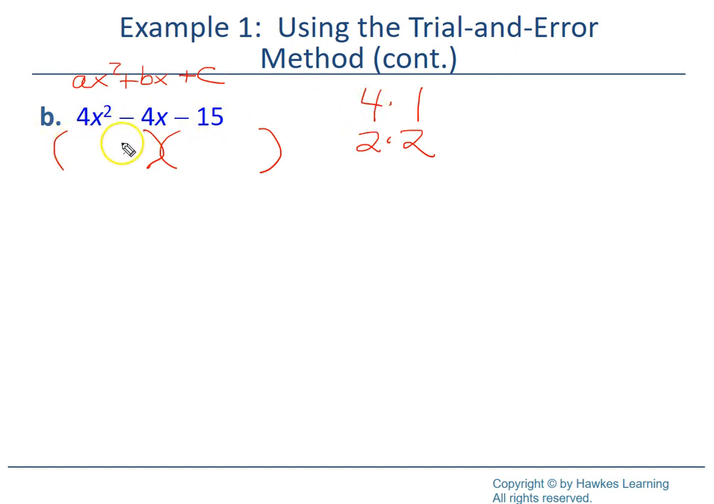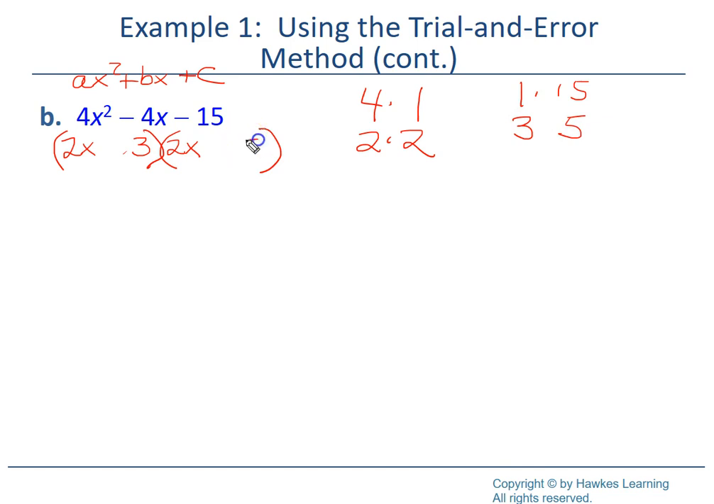Now, as we look at this middle term, which is a 4, I could try a 4 and a 1, but more often it's a 2 and a 2. So let's try that, a 2x and a 2x. And remember, we're going to use a pencil here, and I can erase this as well. Now, for a 15, we could have a 1 and a 15, but it doesn't look like it's going to be a 1 and a 15. So we're going to have a 3 and a 5.